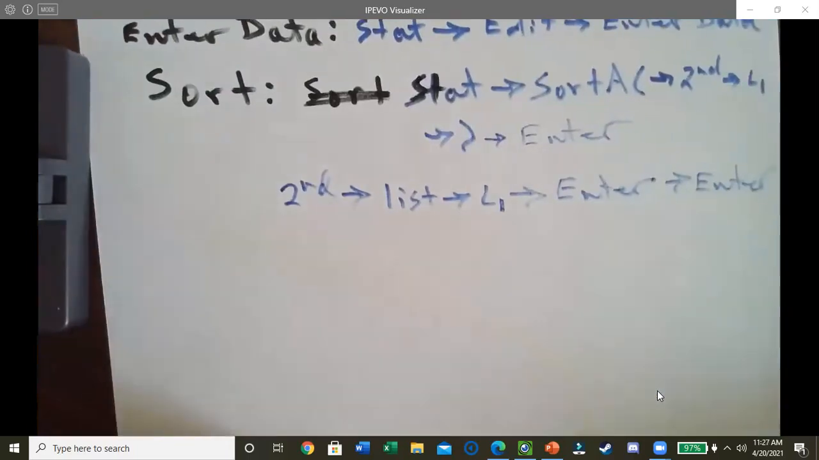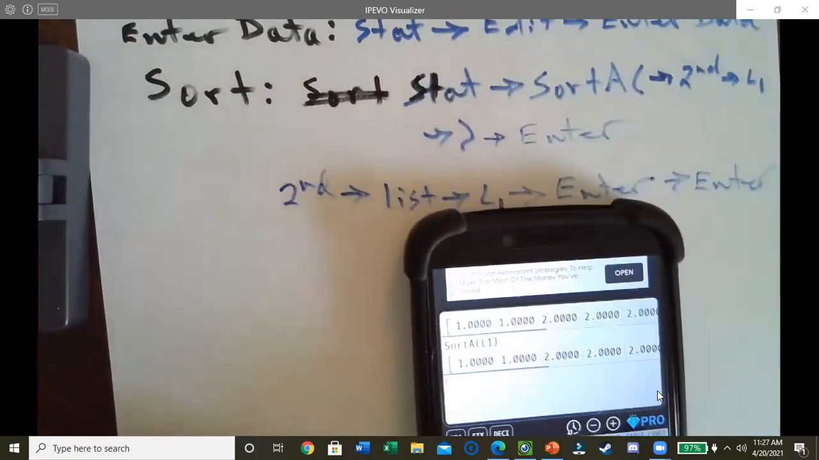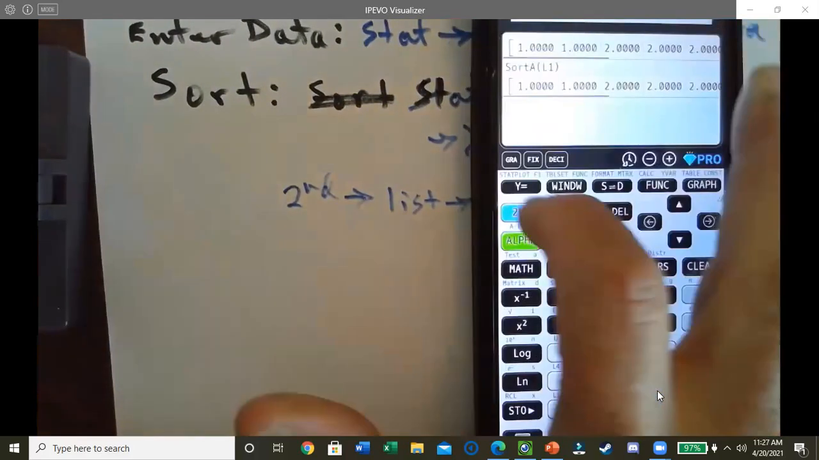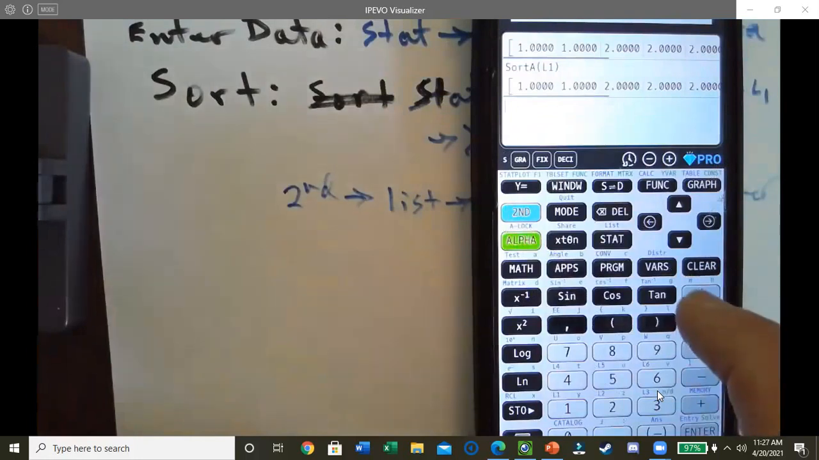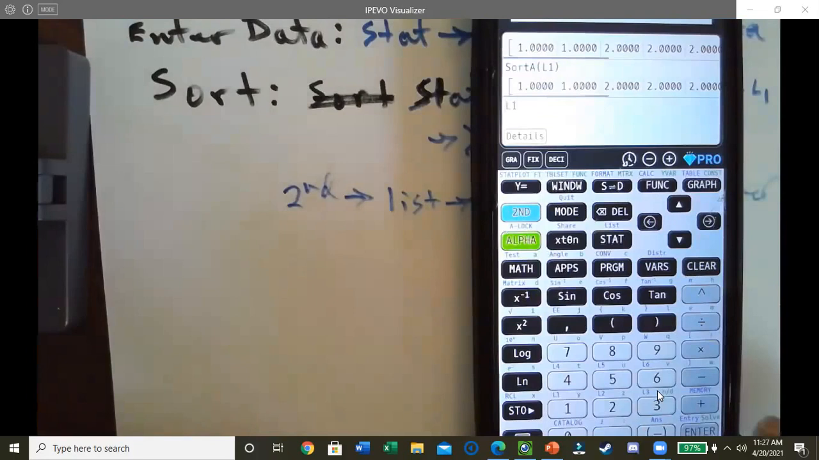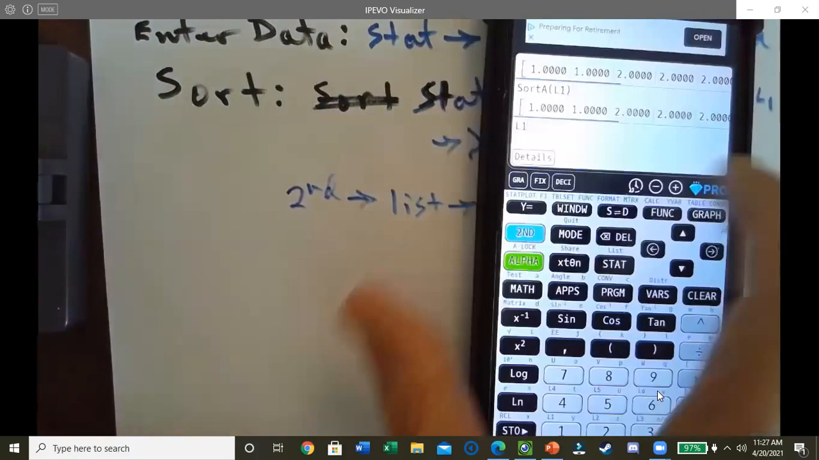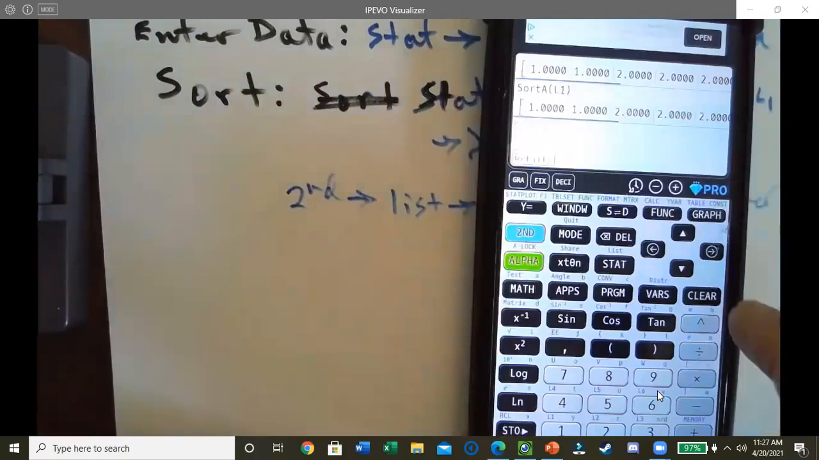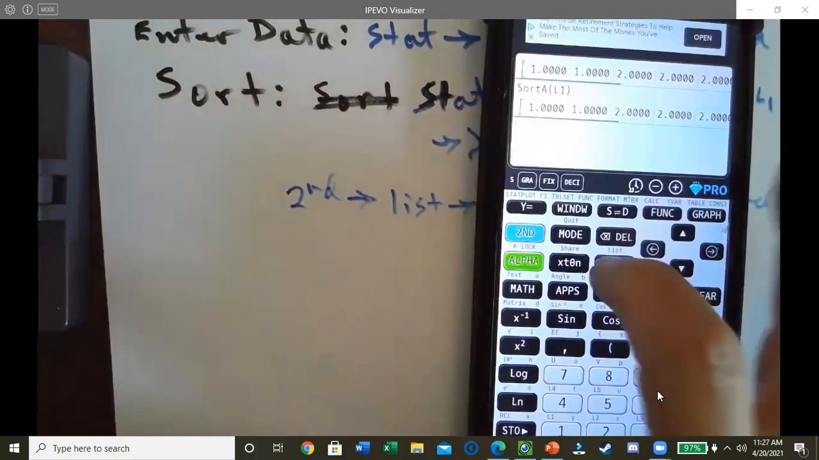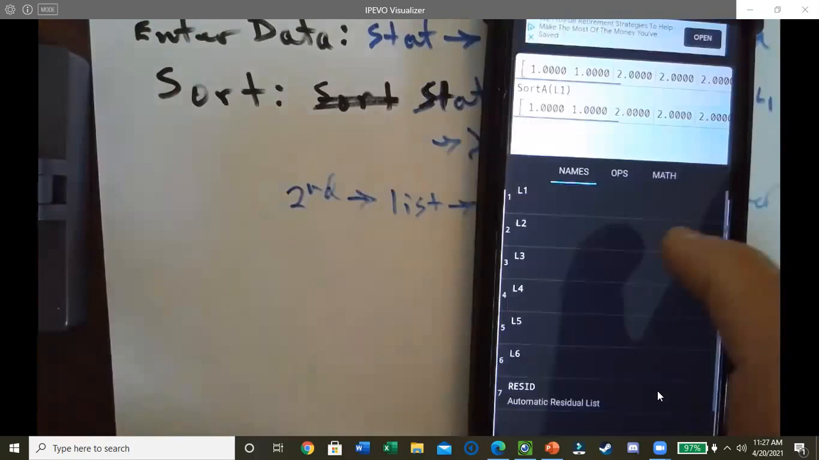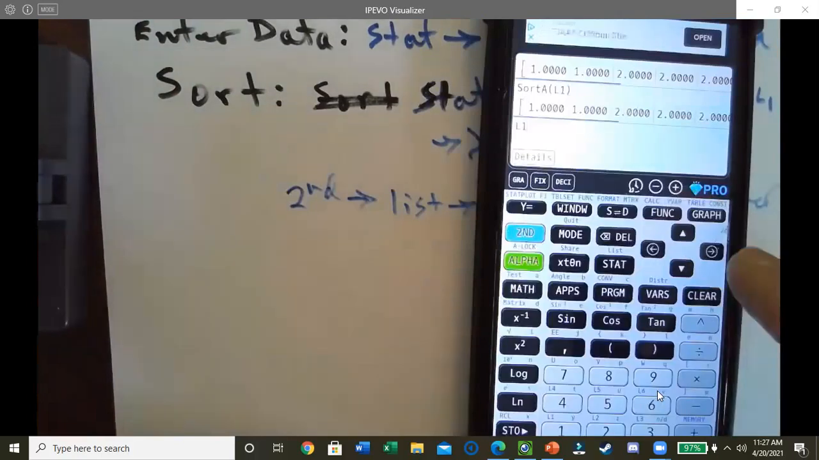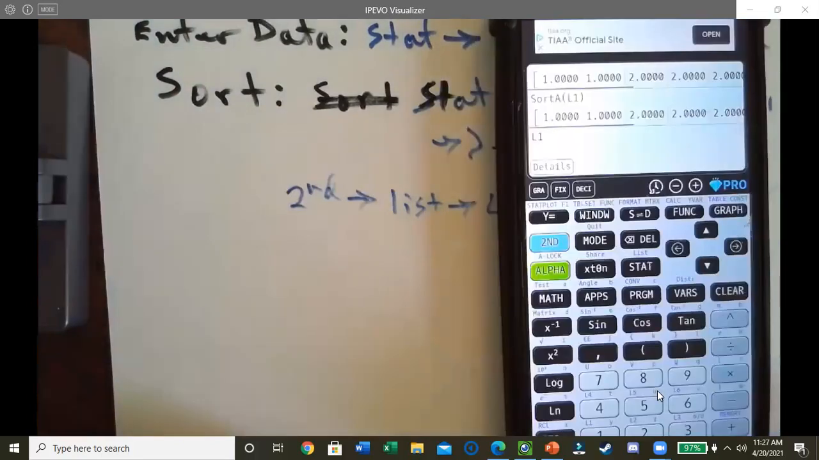Okay, so let's look at that. You're going to go to second, and then L1, or second, I'm sorry, second and list. Clear that. Second, list, L1, enter. And there it is.